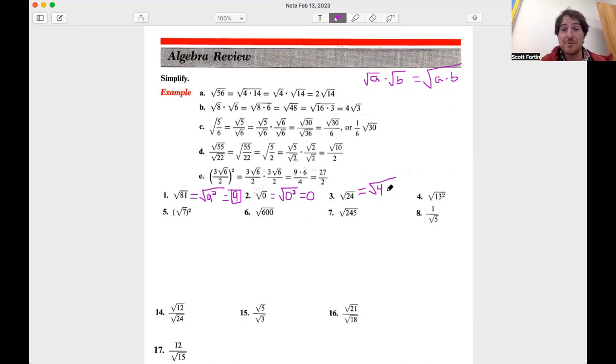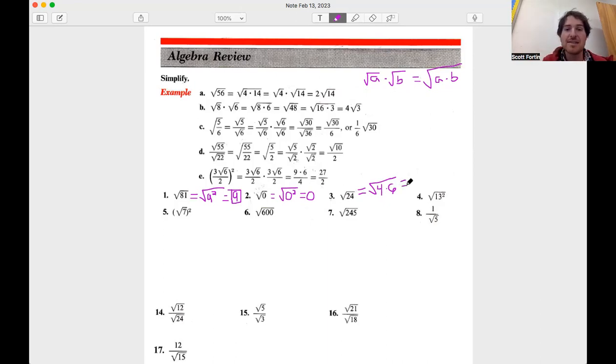2 times 2 is equal to 4. Okay, so 24 can be rewritten in terms of its factors: 4 times 6. I can't take the square root of 6. No. And I could break that up into 2 times 3, but why would I? Can't take the square root of 2, can't take the square root of 3 here.